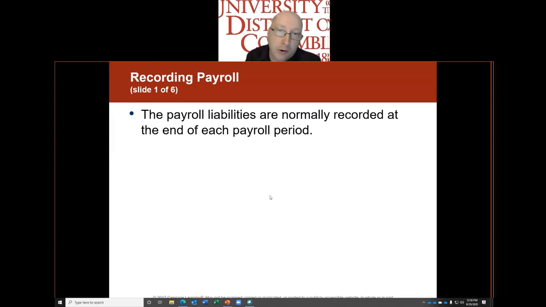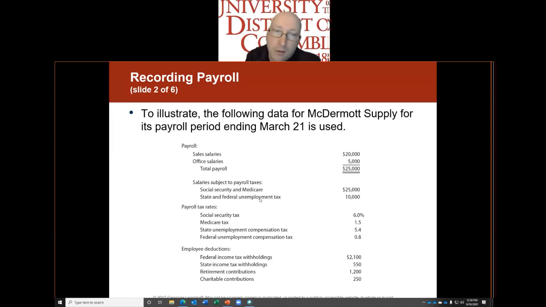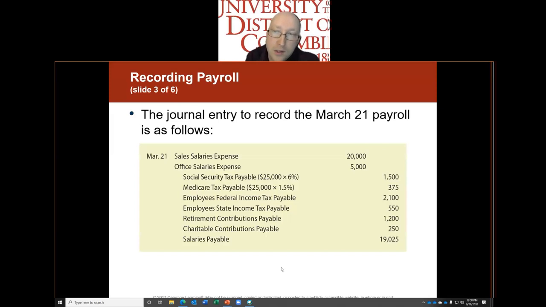Payroll liabilities are only recorded at the end of the payroll period. And this is what that looks like. Salaries, office salaries, total payroll, $25,000. Total Social Security, total unemployment, all that good stuff, right? That's just an example of what it looks like. So all of the salaries for that month, all of the Social Security, Medicare, income tax for federal and state, retirement, all of that totaled up for the month.